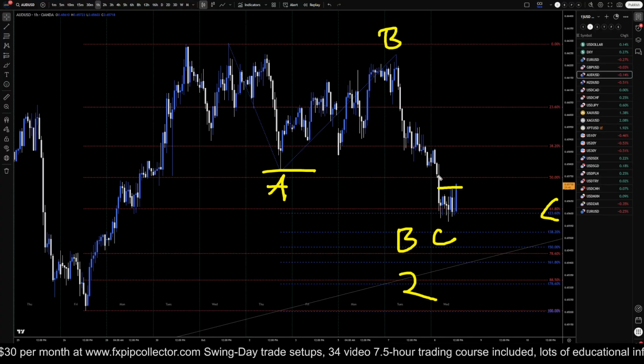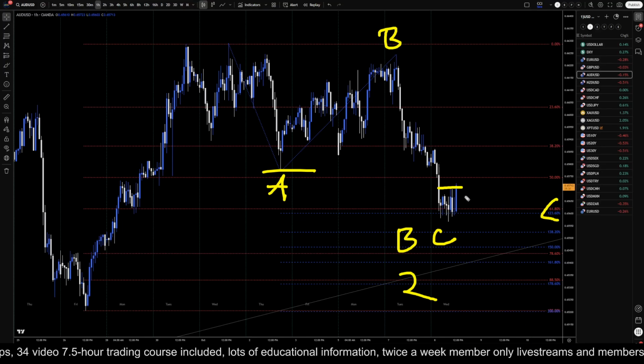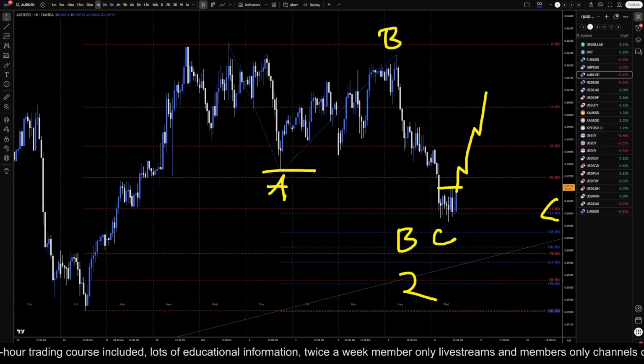Now, if this holds above structure, what I would suggest doing is if you trade shorter time frames, you can look for longs while you learn whether it makes another pullback to the downtrend, or while you learn whether it makes an impulsive move to the upside.